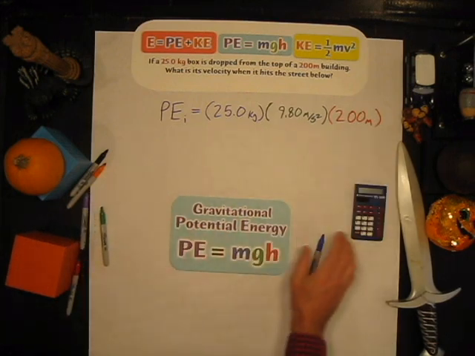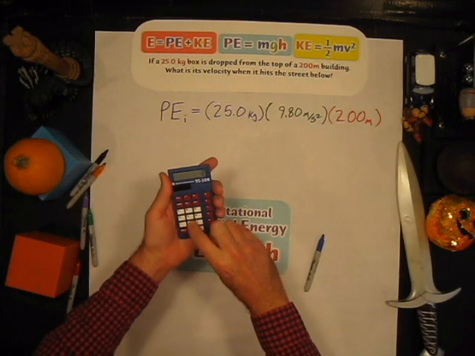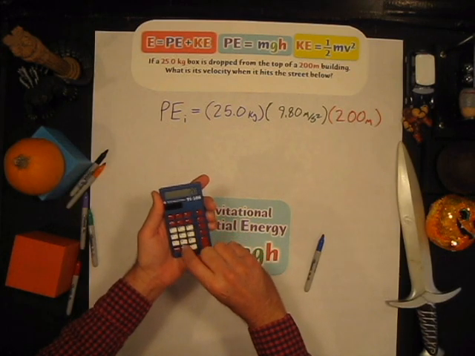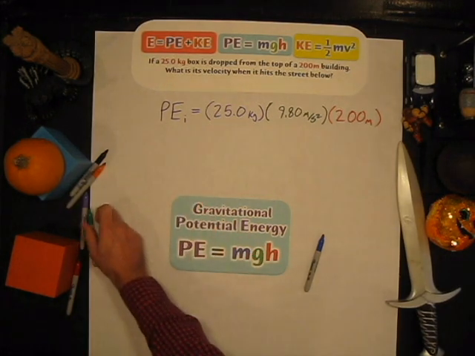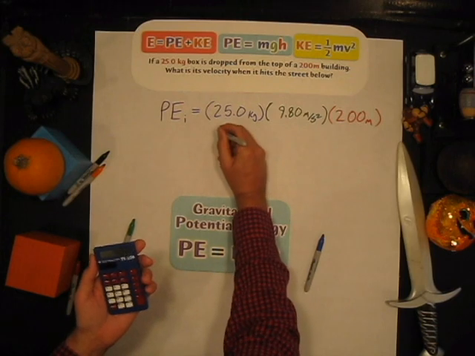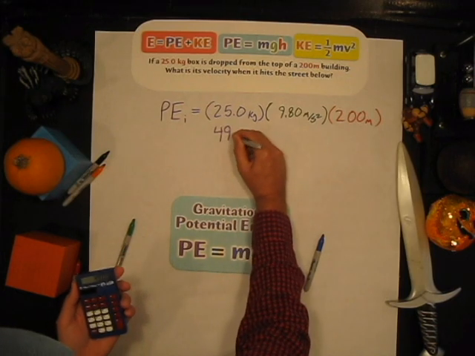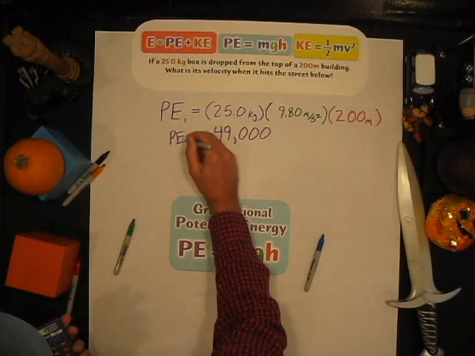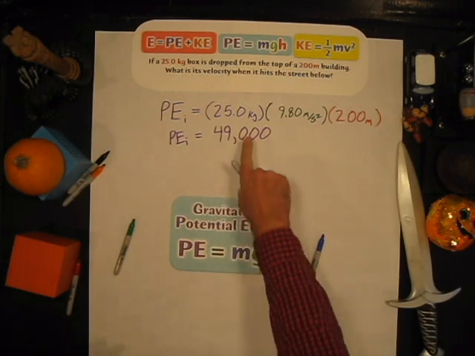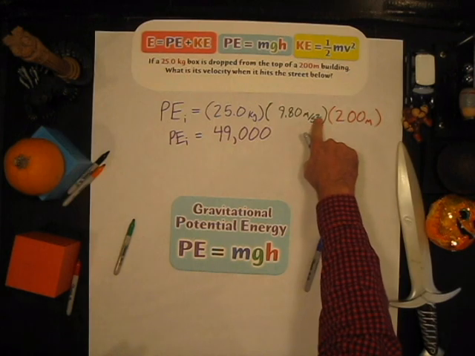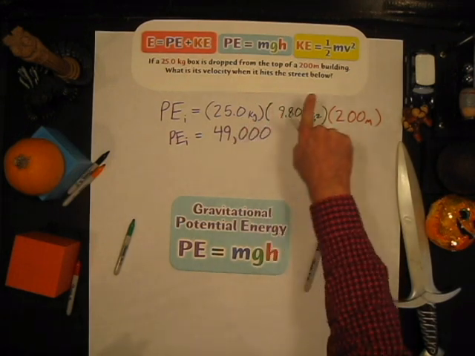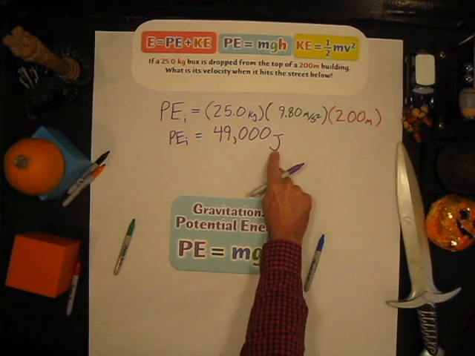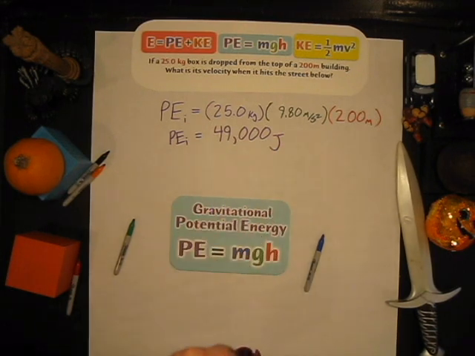So let's just number crunch that, multiply them all together. So 25 times 9.8 times 200 equals 49,000. And potential energy, it's an energy, so you probably know what the unit will be. Kilogram meters per second squared, times meters, kilogram meters squared per second squared. That's a joule. Remember, energy is given in joules.